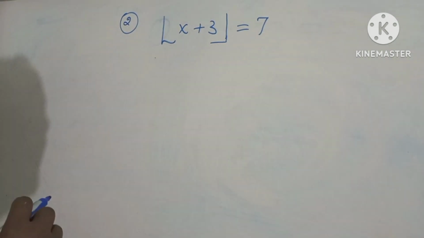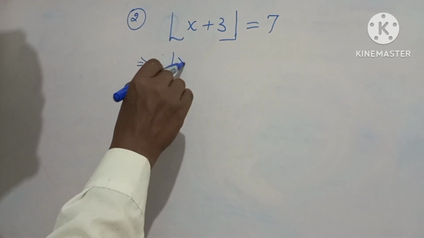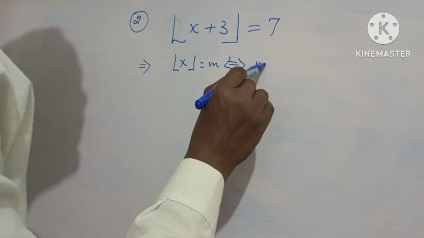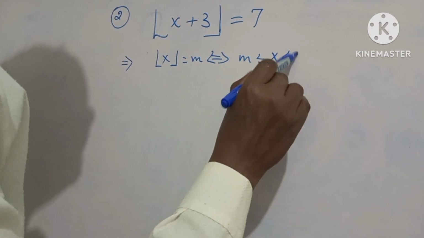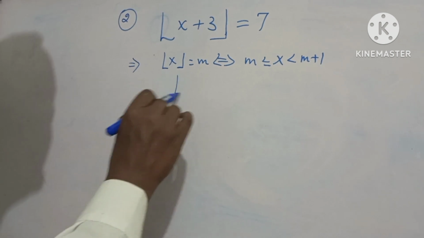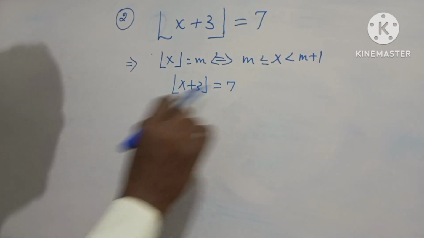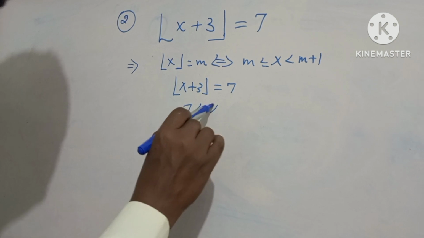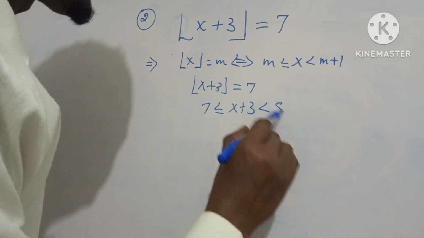Okay, the greatest integer of x plus 3 equals 7. We can use also the formula that the greatest integer of x equals m if and only if m is less than or equal to x, and x is less than m plus 1. We just use this formula. So the greatest integer of x plus 3 equals 7 is the same as 7 is less than or equal to x plus 3, and x plus 3 is less than 7 plus 1, which is 8.